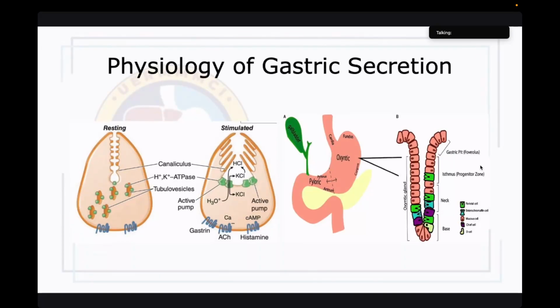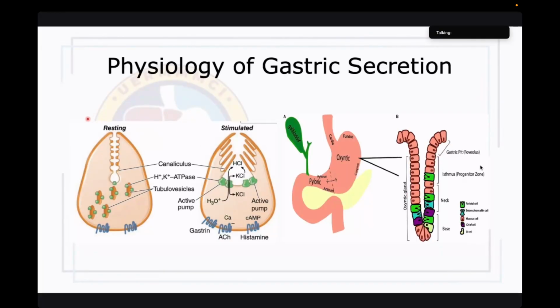This is just a review. You've learned this in your physiology class. So central to the physiology of gastric secretion is the parietal cells. The parietal cells are usually found in the neck or the isthmus or in the oxyntic gland.